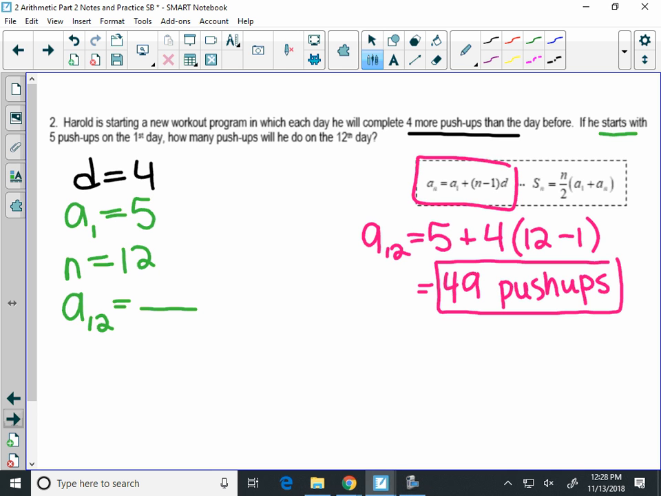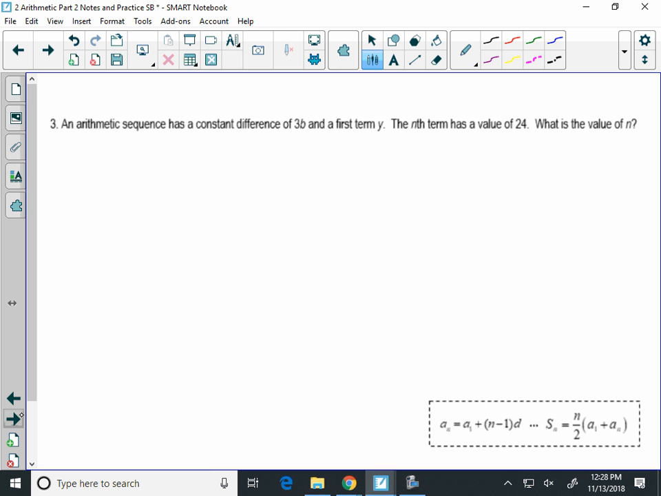Alright, next one. Let's see. Alright, now this one's a little different. This is not really like your typical word problem, but a little bit, it's like what we call an Algebra 1 literal equation. There's going to be a bunch of letters in here, but let's still make sure we can identify information. So it says it has a constant difference of 3b. What is that 3b going to be for our sequence? That's your d. So d here is going to be 3b.